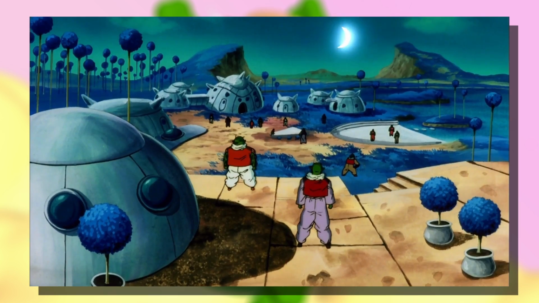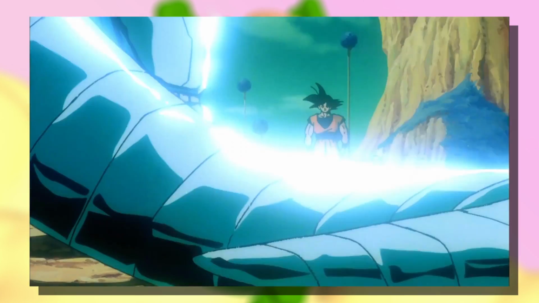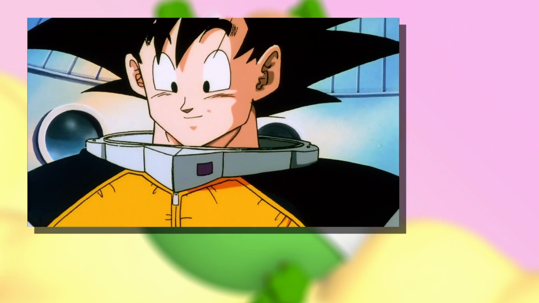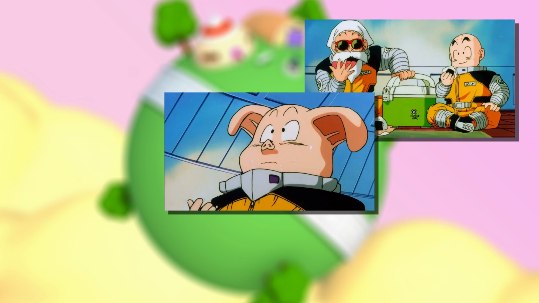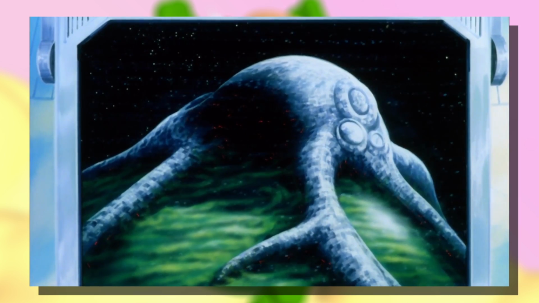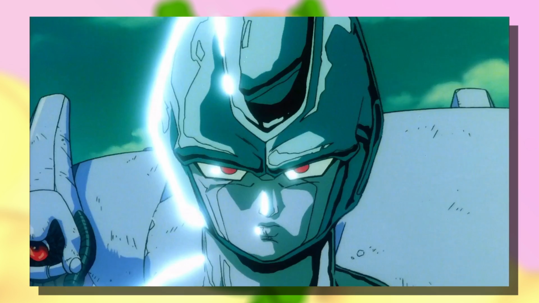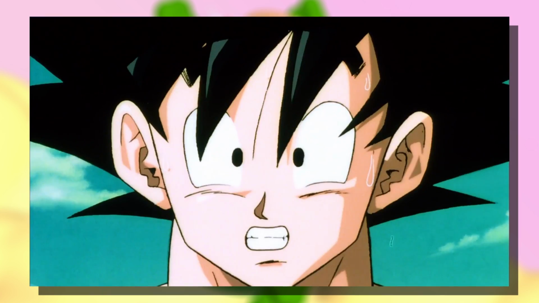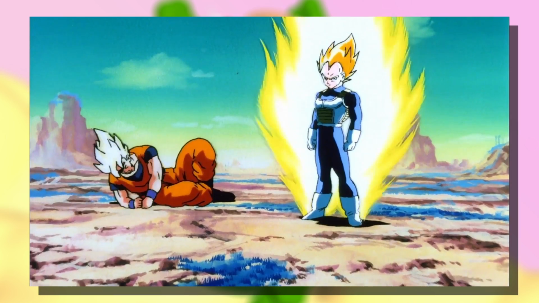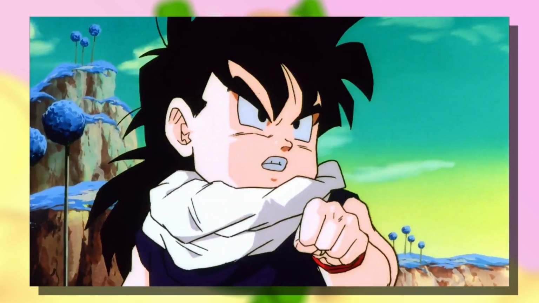The film immediately following Cooler's Revenge was its sequel, The Return of Cooler. For this 6th movie, Goku, Gohan, and Piccolo travel to New Namek with Master Roshi, Oolong, and Yajirobe. Upon arrival, they find that Cooler survived and has become a living planet thing that mass-produces android versions of his former self. This time, both Goku and Vegeta are Super Saiyans, but not Gohan.